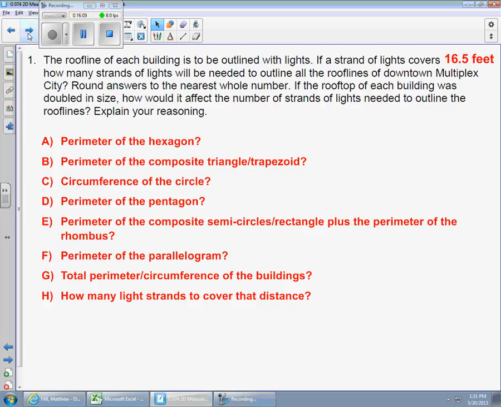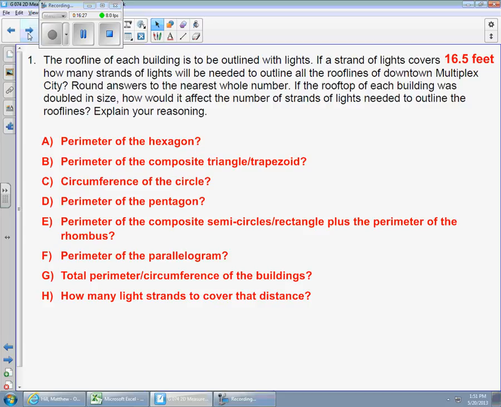C, another thing, there ought to be a gimme: the circumference of the circular building. That should be easy because they hand you the radius. D, one of the other things, the perimeter of the pentagon. Again, should be pretty straightforward because they do hand you one of the side lengths for the pentagon.